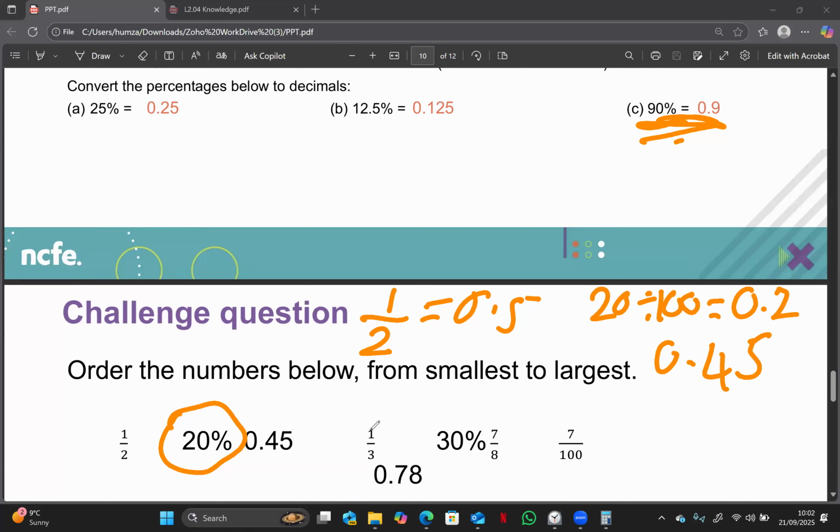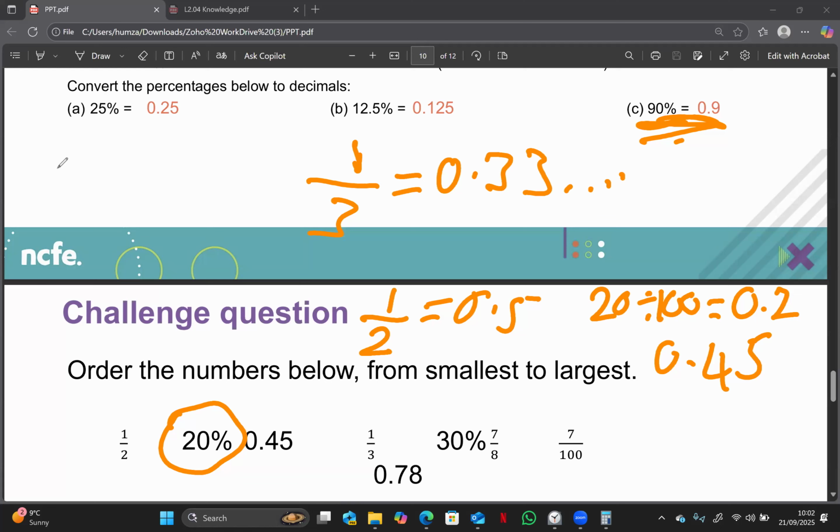Now what's 1/3? How do you convert that into a decimal? Remember, same thing: whenever it's a fraction, top divided by bottom. 1 divided by 3. And what's that? 0.333 and so on. And the next one is given to you, 0.78.